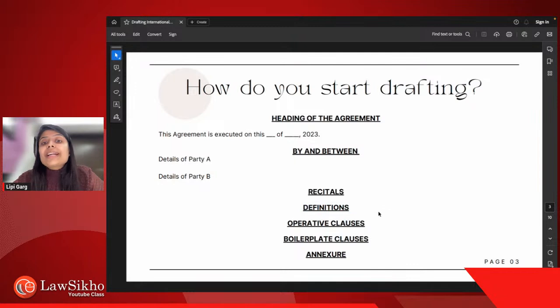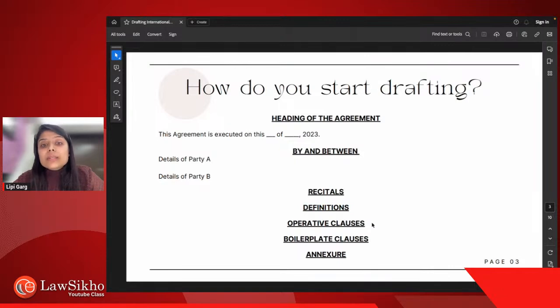Now you might not find definitions in all the contracts, because if the other party or the clients, or let's say both the parties, decide on having a two pager or a three pager contract, then definitions might eat up a lot of your space, and parties do not want that.